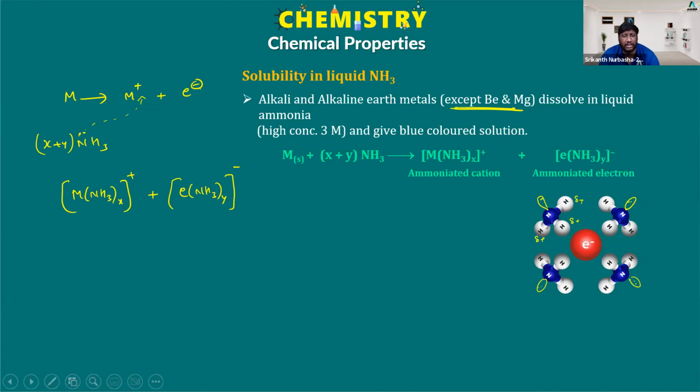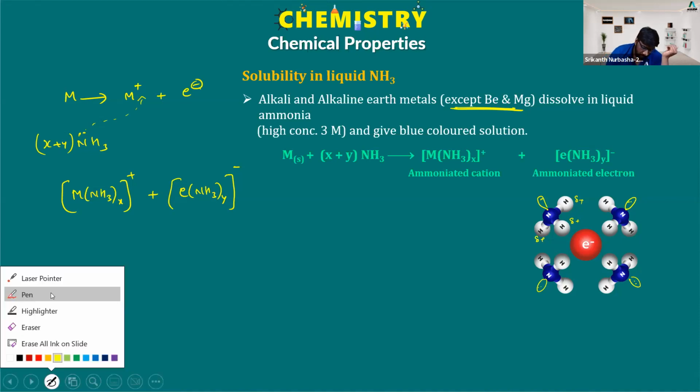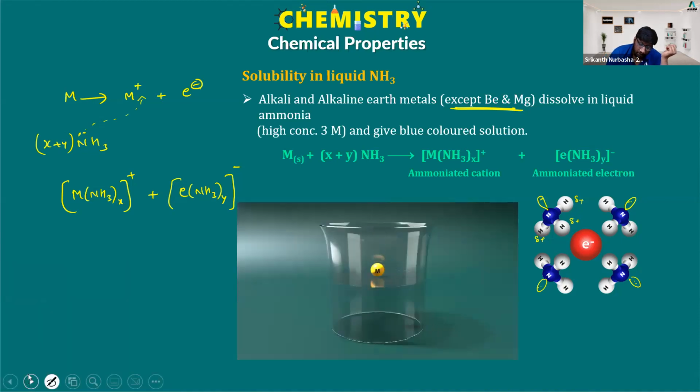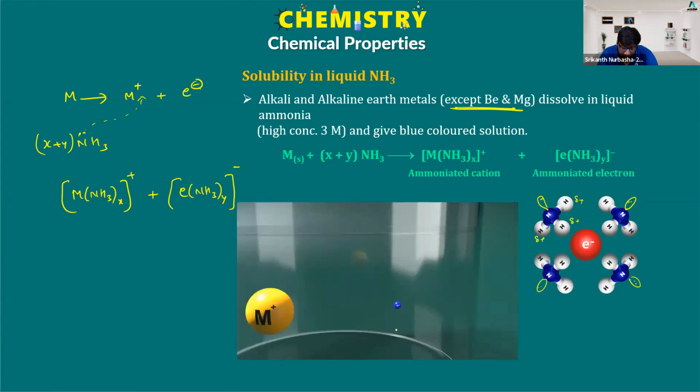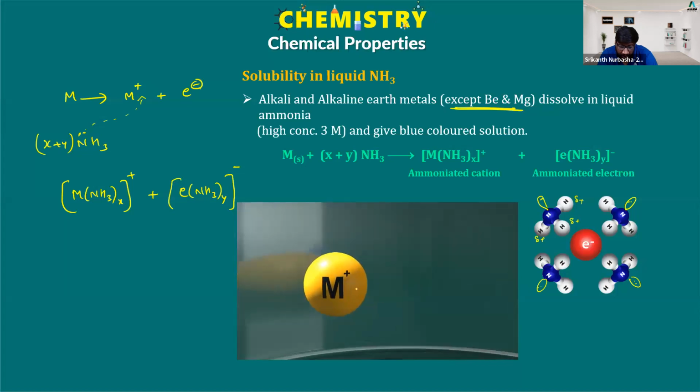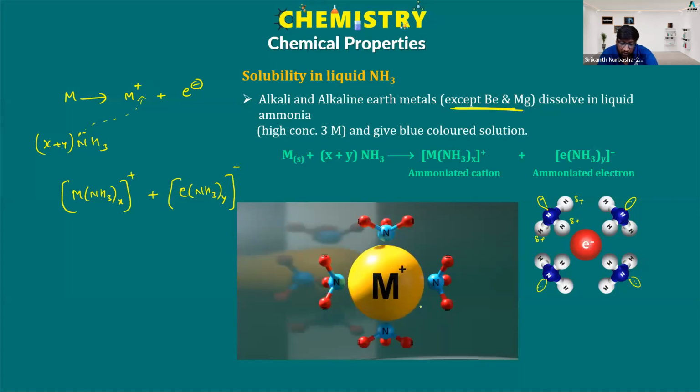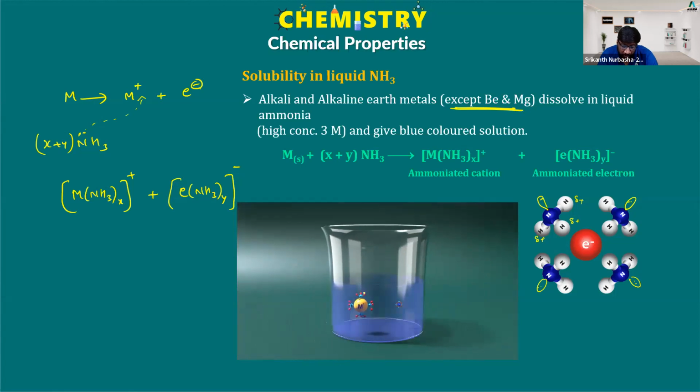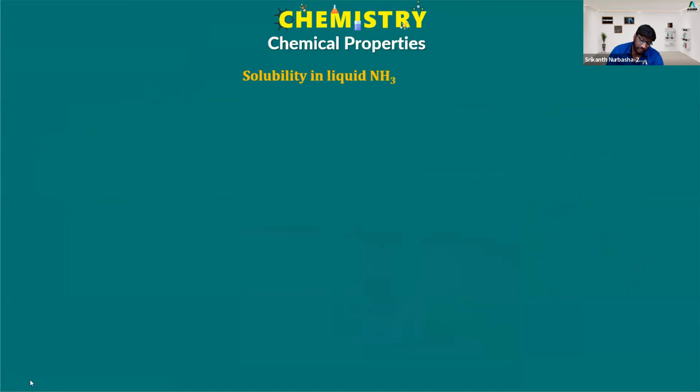Many properties are there. Like this solution will be highly reactive. We'll study all the properties now. If you try to add metal to ammonia, it will give M plus and an electron. Around the electron, ammonia is present, and about the M plus also ammonia is present. Around M plus, ammonia is present in such a way that nitrogen's lone pair is closer toward the M plus. Around the electron, the partially positively charged hydrogen is closer toward the electron. Nitrogen is away.